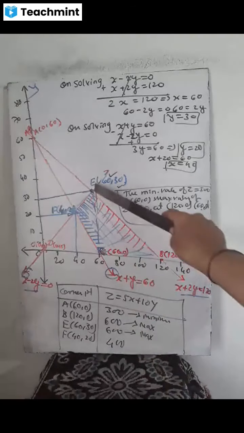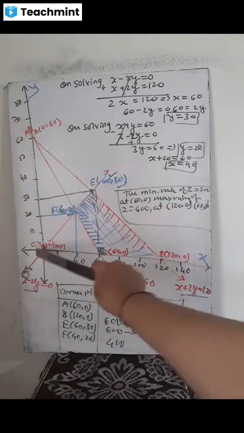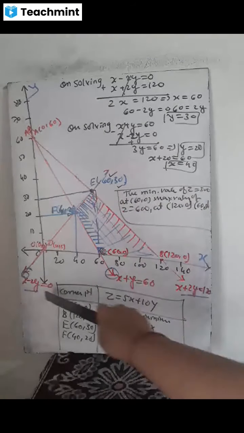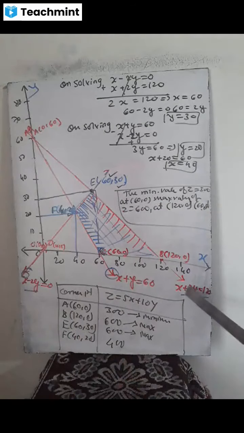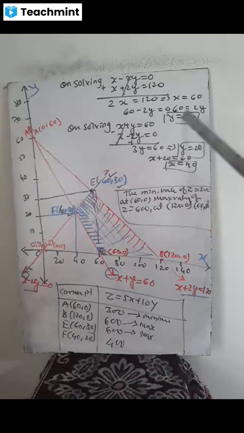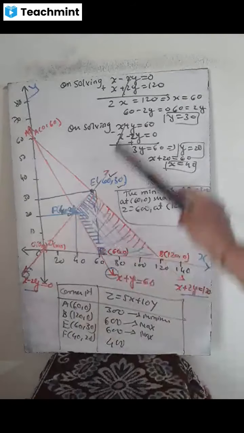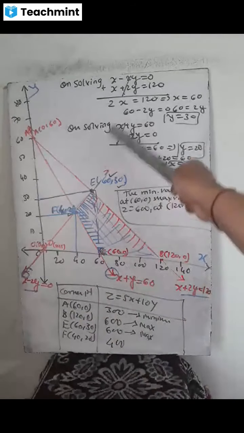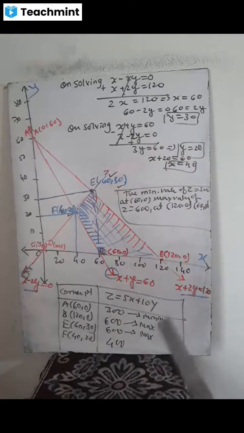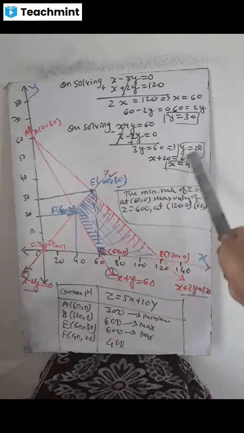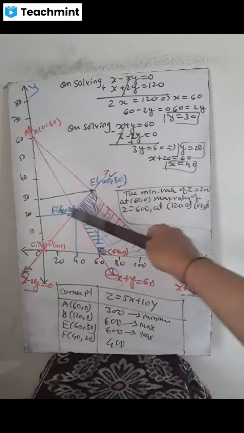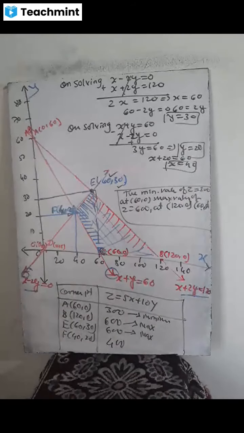Now I'm solving, because this point is the intersection of this and this line. So I solve x minus 2y equal to 0, x plus 2y equal to 0. On solving simultaneously, again I got the value of x as 60, y as 30. Then this point F is the intersection of x plus y equals 60 and this line. So again on solving, I did the subtraction and cancelled out x, and I got the value of x as 40 and y as 20. So the answer we got after intersection is the same.